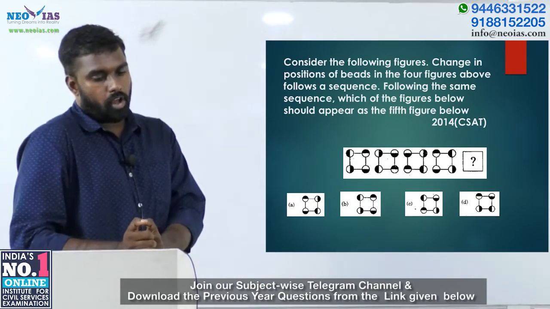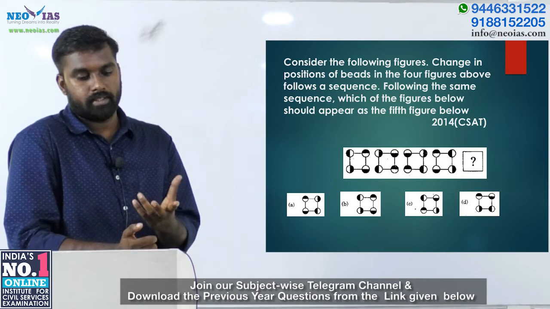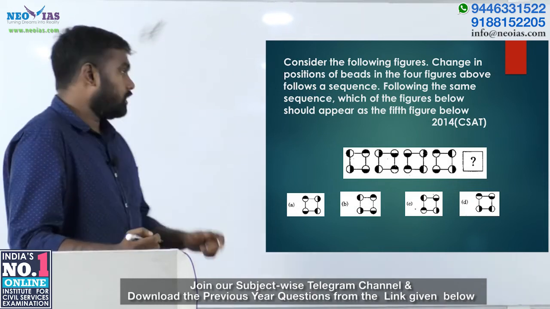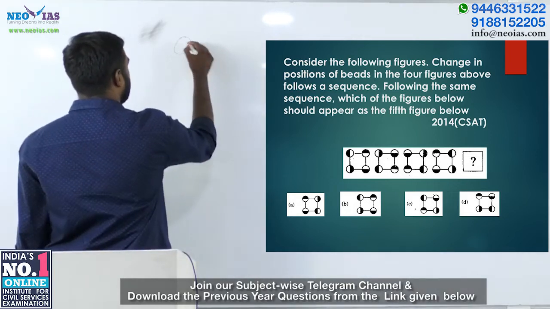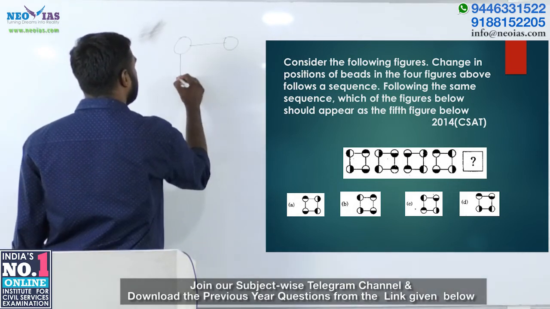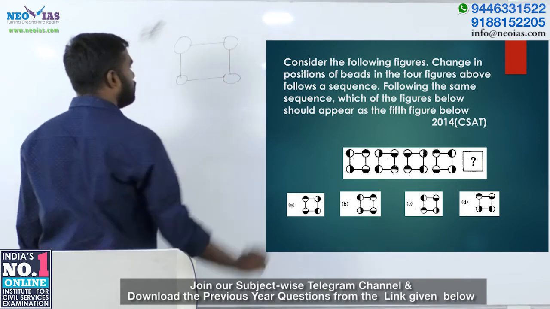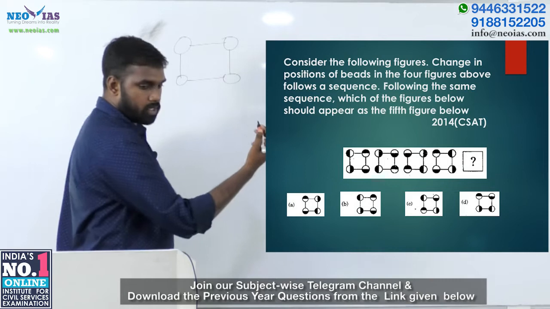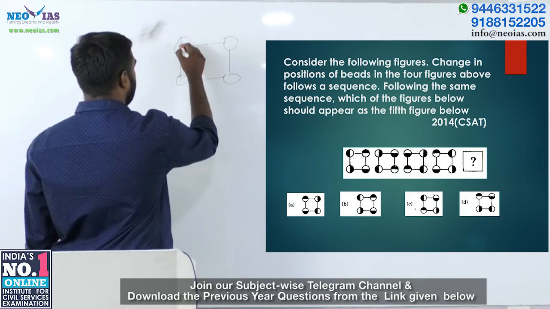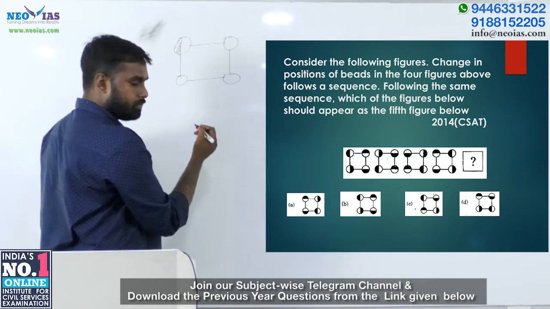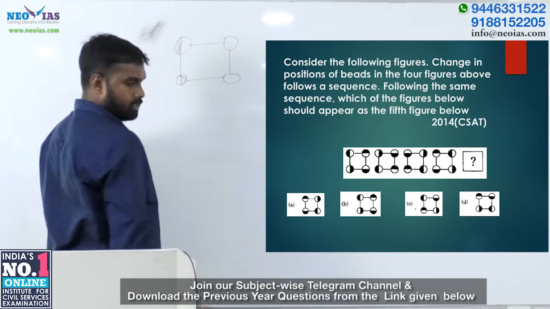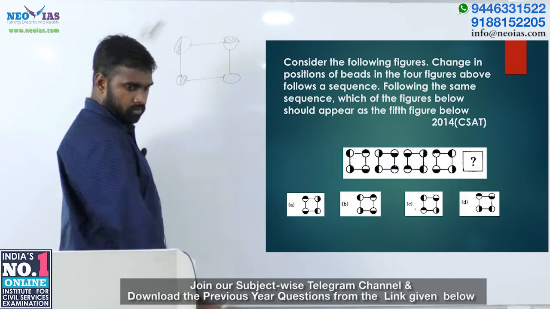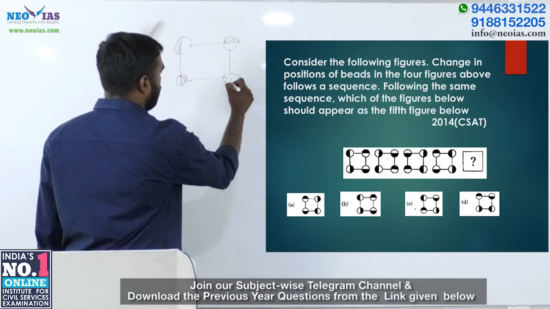The question is: consider the following figure; the change in position of beads in the figure follows a sequence. The beads are arranged in the corners of a square. In the first case, this one is blackened, here it is blackened, and here it is blackened, and here it is blackened.